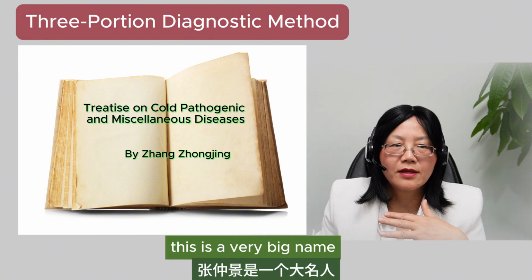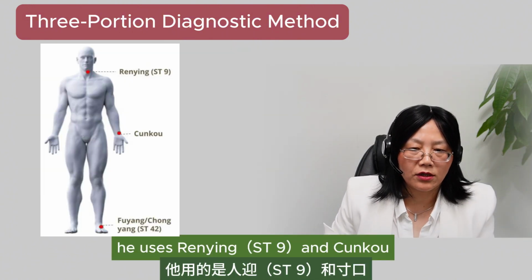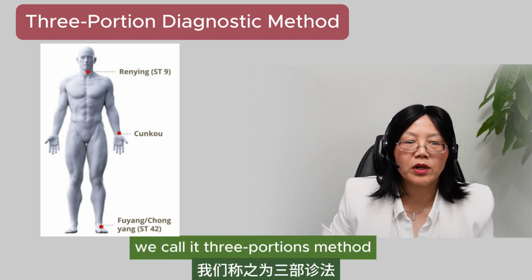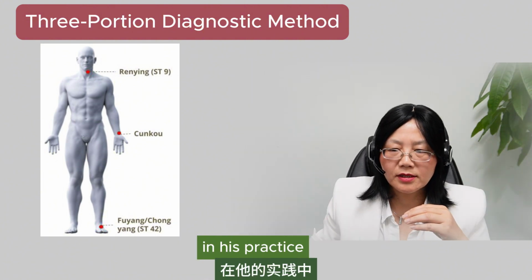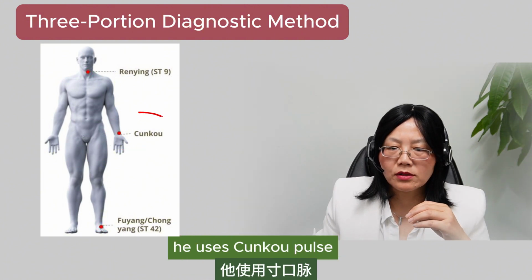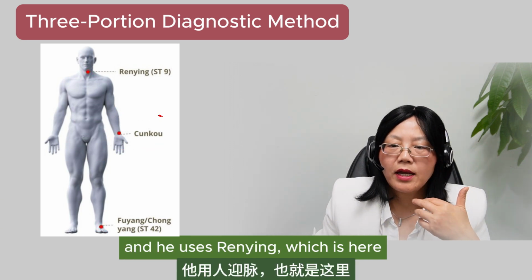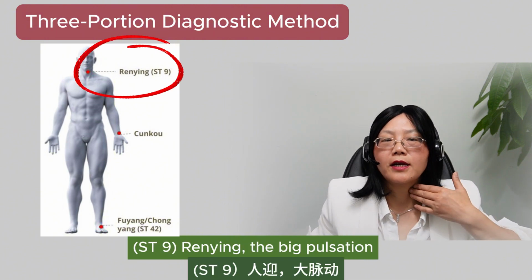Zhang Zhongjing. This is a very big name. He uses Renying ST9, Cunkou, that's this part, and the Fuyang ST42. We call it the 3 portions method. In his practice, he uses the Cunkou pulse to detect the 12 meridians. And also, he uses Renying, which is here, ST9.